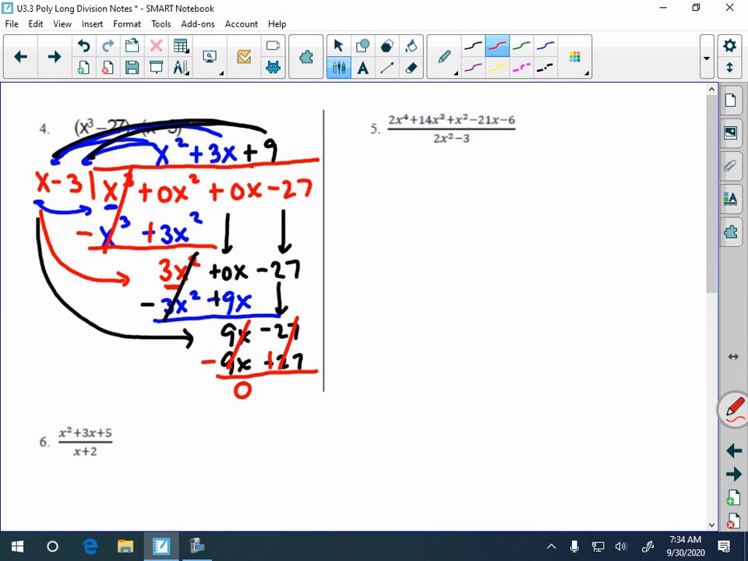All right, so my answer, let's leave it up here. It's on the top, x squared plus 3x plus 9. So you can see on top, the exponents decrease in order also. So that should always happen.